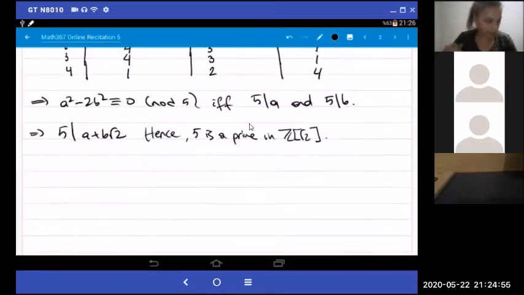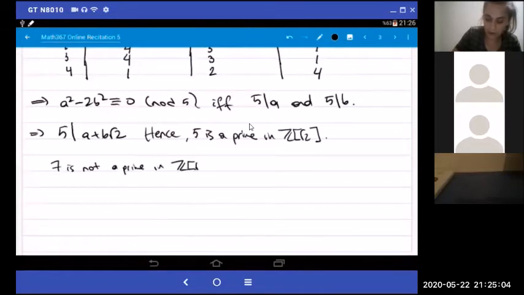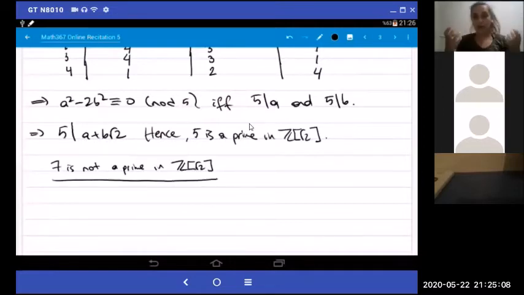No? Okay. What about 7? 7 is not a prime in Z[√2]. Now, can you find a factorization here such that 7 does not divide each of the factors? We are looking for something like this, right? So 7 is going to divide some product, but 7 does not divide each of the terms in the product.